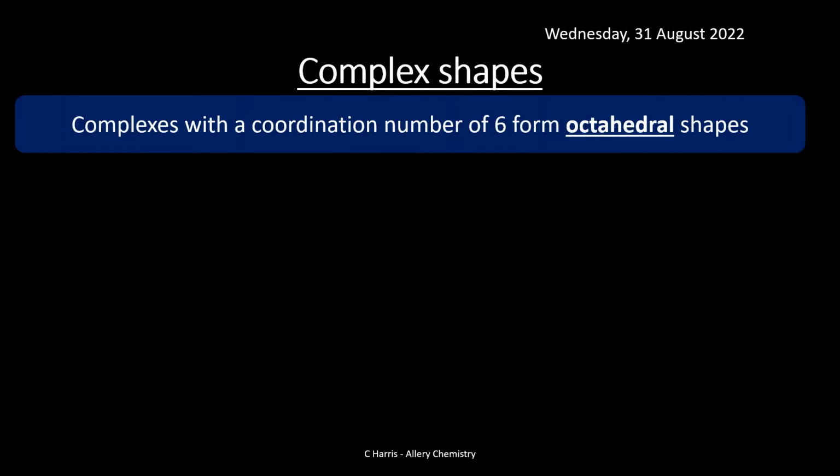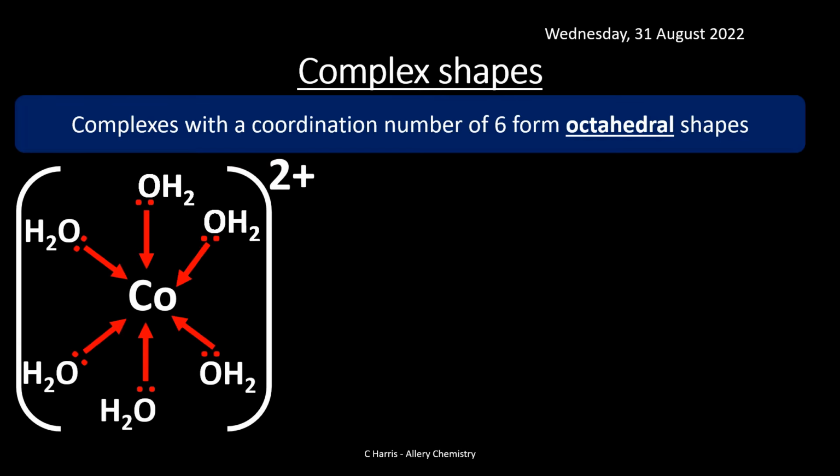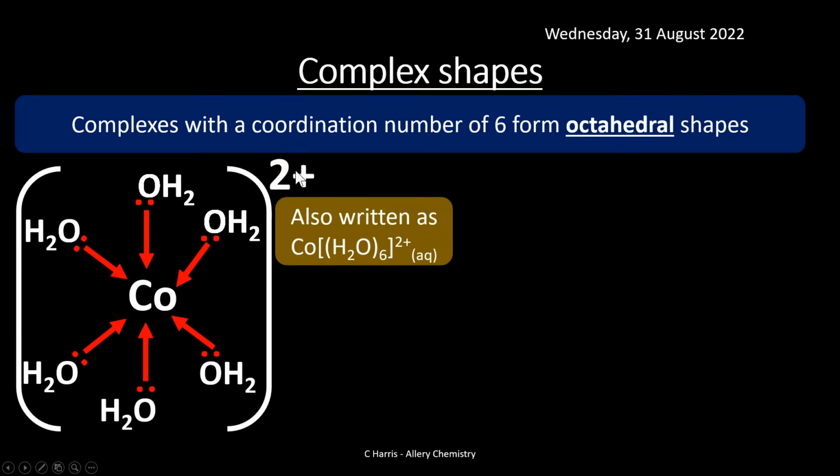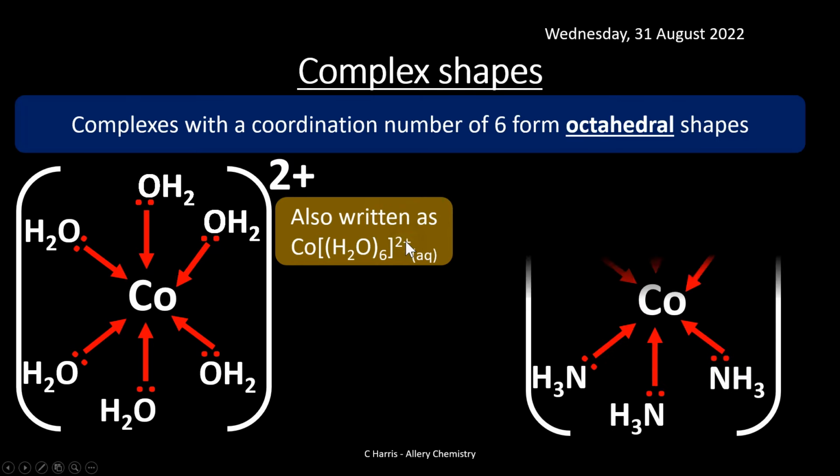Okay, and let's have a look at some of the names of some of these then. So complexes with a coordination number of 6, so they've got 6 coordinate bonds, form octahedral shapes. So you can see here we've got an example. This is cobalt, and it's surrounded by 6 water ligands all the way around. And this has got an overall charge of +2. It's also written as this. So it's cobalt with a square bracket, water, obviously 6 waters, and 2+ charge.